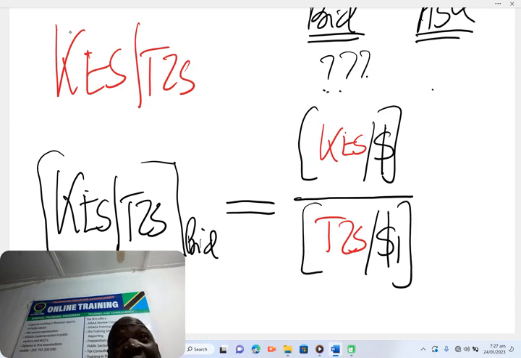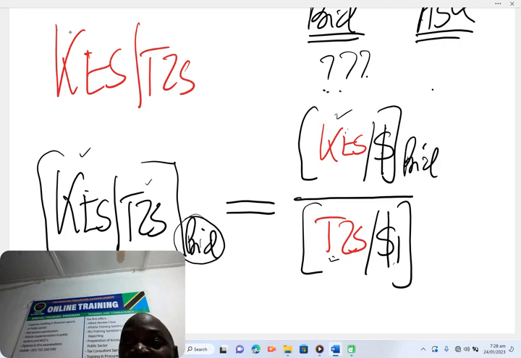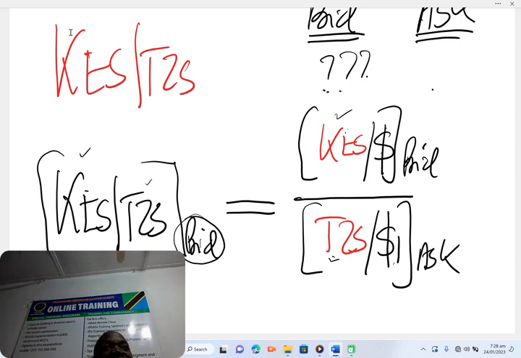Do you see how I mix the transaction? I repeat. Remember, this is Kenyan against Tanzanian. But Kenyan per common currency, Tanzanian per common currency. Do you get the point? Now, this is a bid. Do you see here? So you write here bid over ask over.